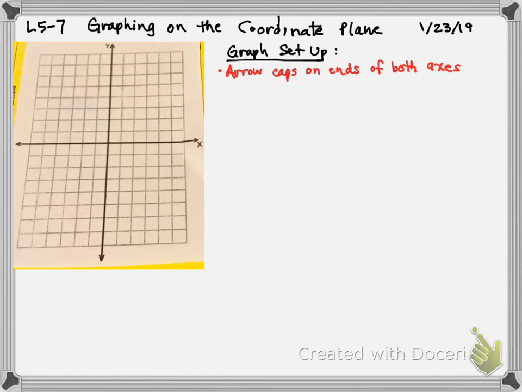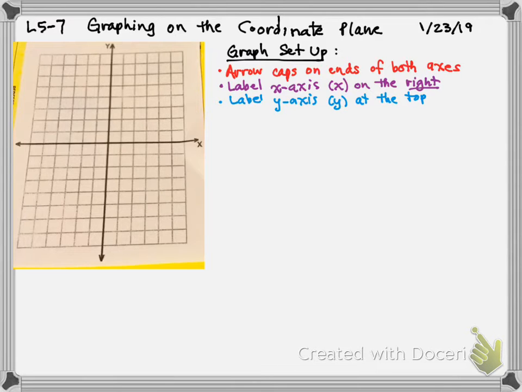Next, we are going to make sure that the x-axis is labeled, and we're going to label the x-axis X on the right, not on the left, on the right. Okay, so it's really not up for negotiation. This is how graphs should look. Next, we're going to label the y-axis Y at the top, not at the bottom, at the top.